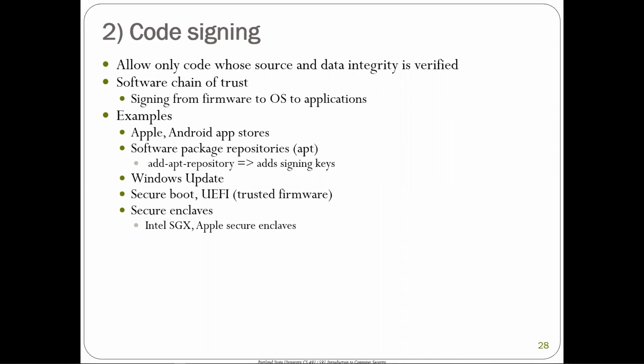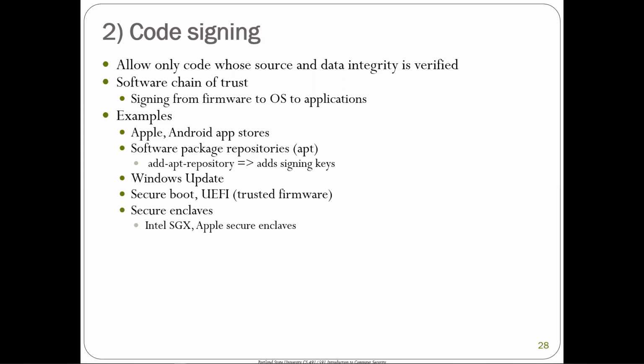And so this is basically implementing this chain of trust. And there are examples of this. So both the Apple and Android app stores, in order for you to run a blessed app, it has to be signed. It has to be vetted by one of these two app stores. Otherwise, your phone's going to complain. The same thing with Linux.